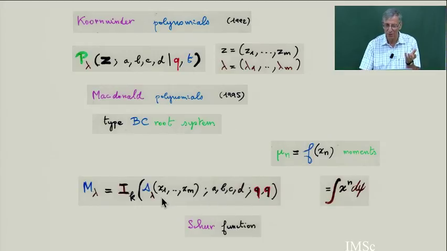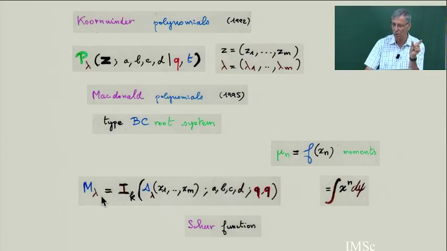But it was suggested, in fact, instead of taking the power monomial x^n, to take the Schur function in x1, x2, ..., xn. If lambda is reduced to a single row, then you get the homogeneous symmetric function. So sometimes this moment is called the homogeneous moment, when lambda is reduced to one row.